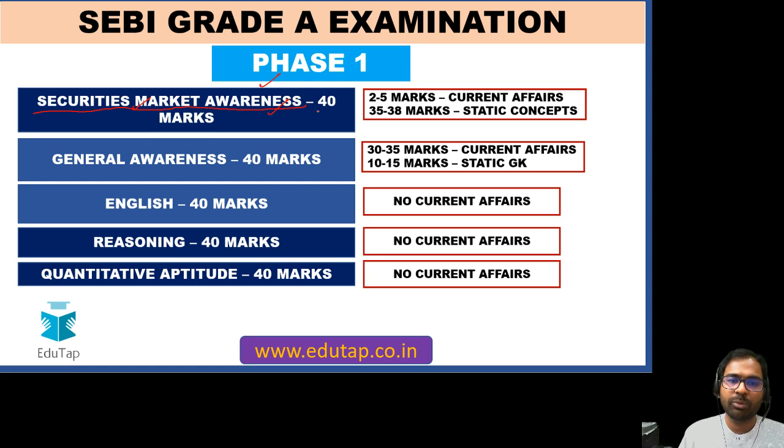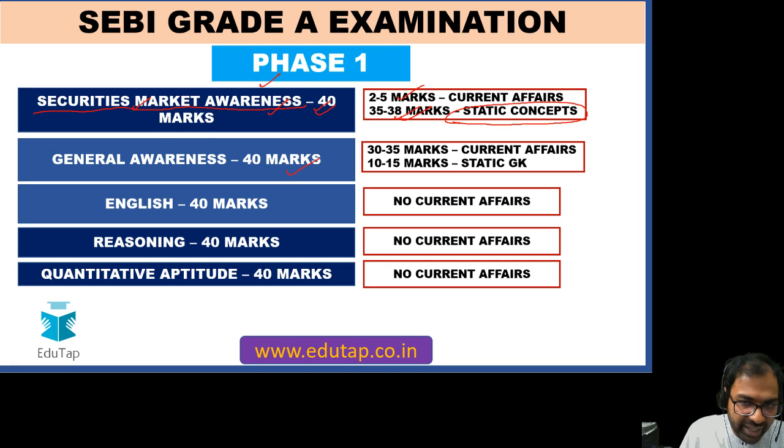Let's talk first of all about phase 1. This section is worth 40 marks. Very few current affairs come out of this section, around only 2 to 5 marks of current affairs. The remaining paper is based on static knowledge, static concepts of securities markets and securities laws. So very few questions are based on current affairs.